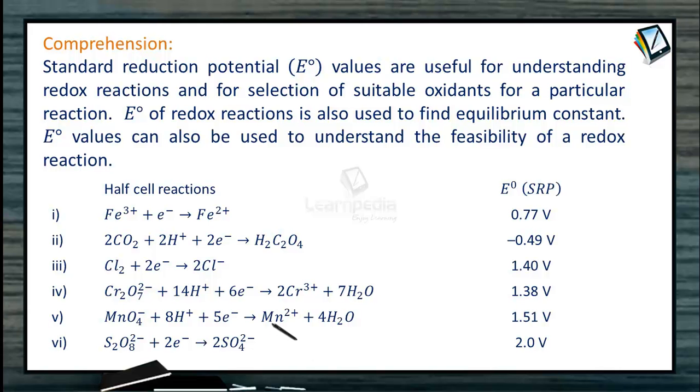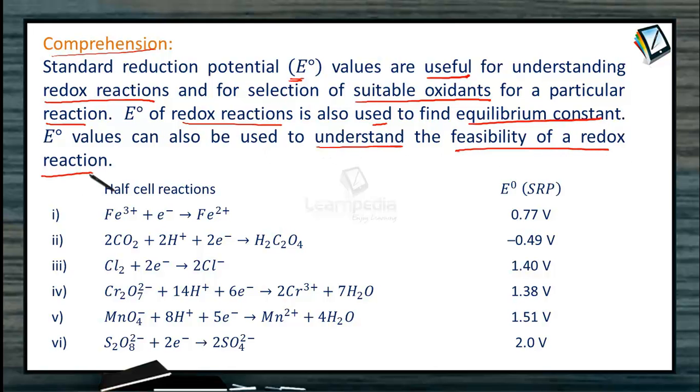Here is the comprehension. Standard reduction potential E naught values are useful for understanding redox reactions and for selection of suitable oxidants for a particular reaction. E naught of redox reactions is also used to find equilibrium constant. E naught values can also be used to understand the feasibility of a redox reaction.